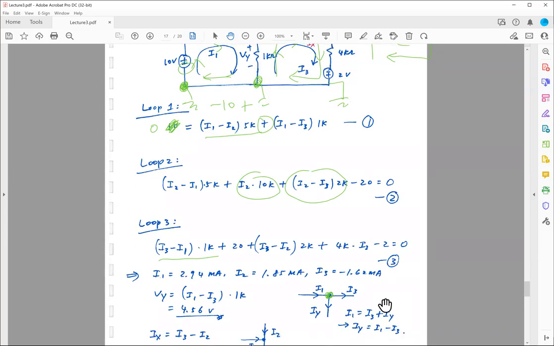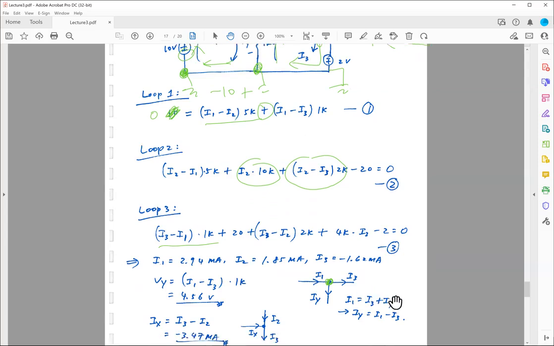Okay. So IY, what is IY here? Right, using KCL, this little side exercise on the side. Using KCL, current entering the node is equal to current leaving the node. So I1 is equal to IY plus I3. Therefore, IY is equal to I1 minus I3.